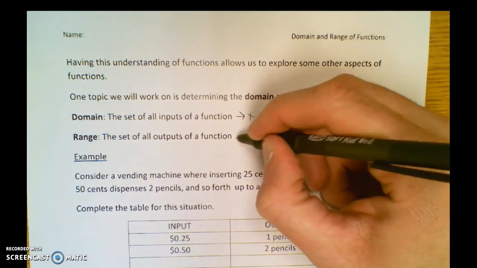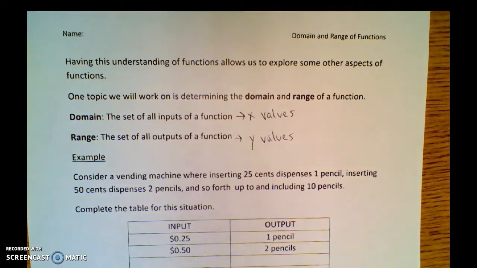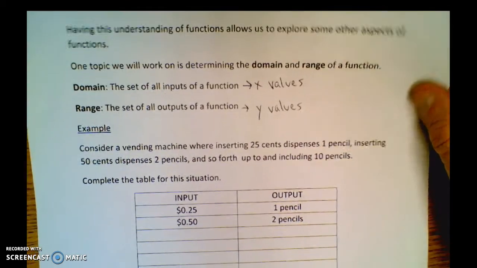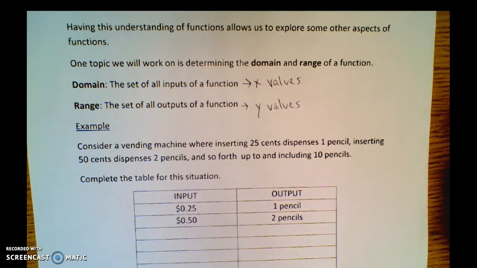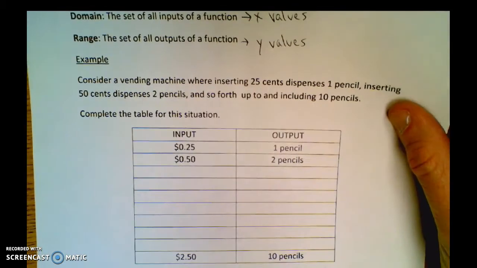The range is all of your outputs, so that's your y values. So for example, let's say you have a vending machine where inserting 25 cents dispenses 1 pencil. Inserting 50 cents dispenses 2 pencils, and so forth, up to and including 10 pencils. So let's complete the table for the situation.